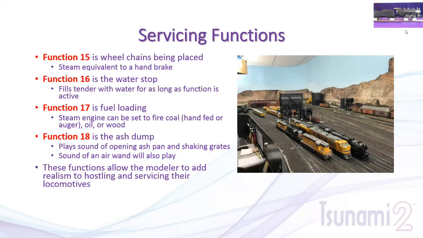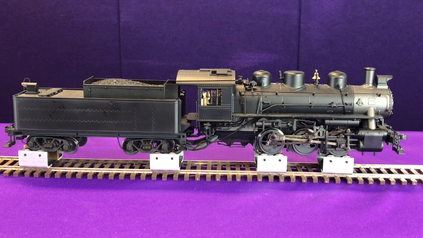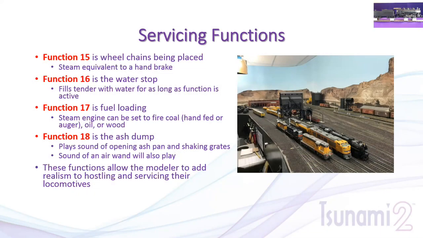Now the last one here is an ash dump or shake the grates and cleaning the fire. So when we turn on function 18, we stop our locomotive, in this case over the ash pit. We put on function 18. You're going to hear the air wand, and you're going to hear them shaking the grates, cleaning the ashes out of the firebox. And it'll run as long as we have function 18 on. So we'll turn it off. And you hear all that go away.